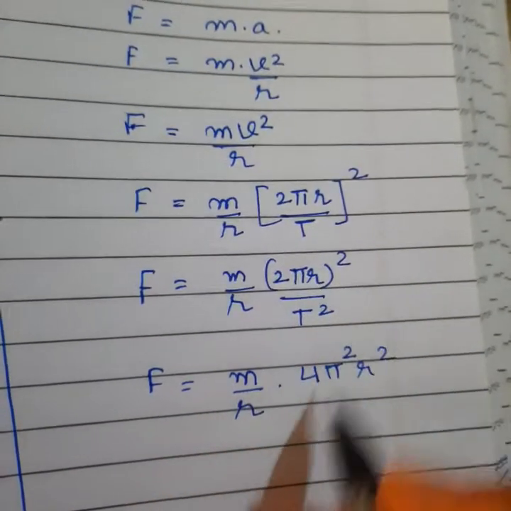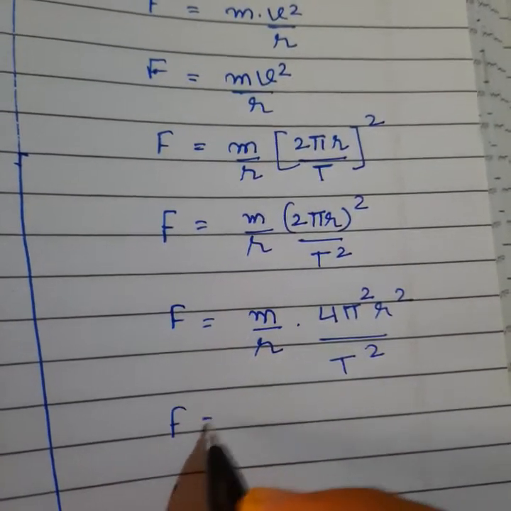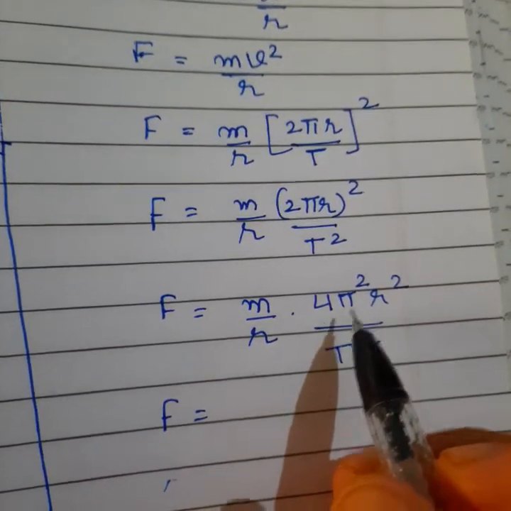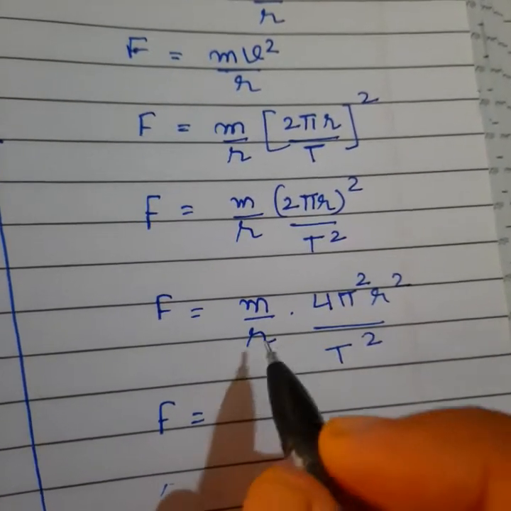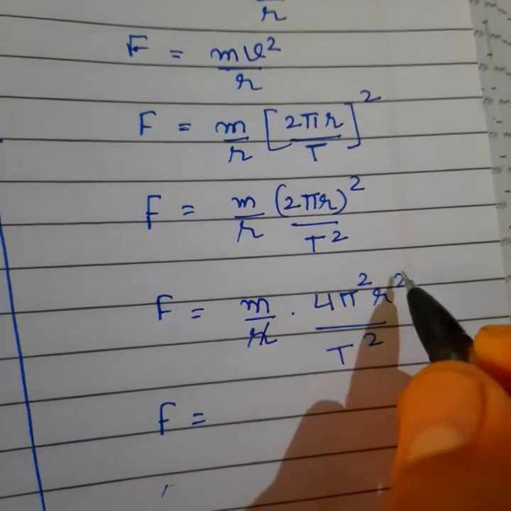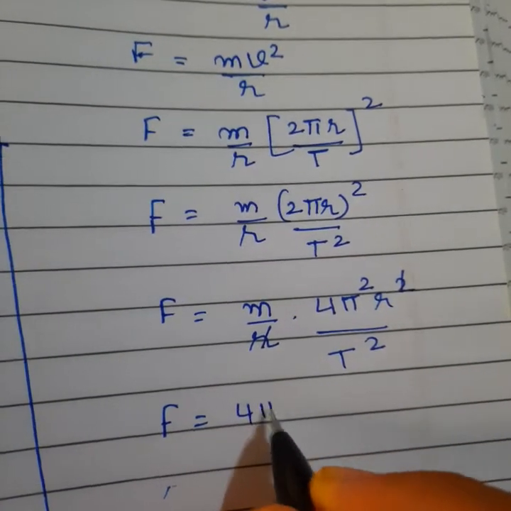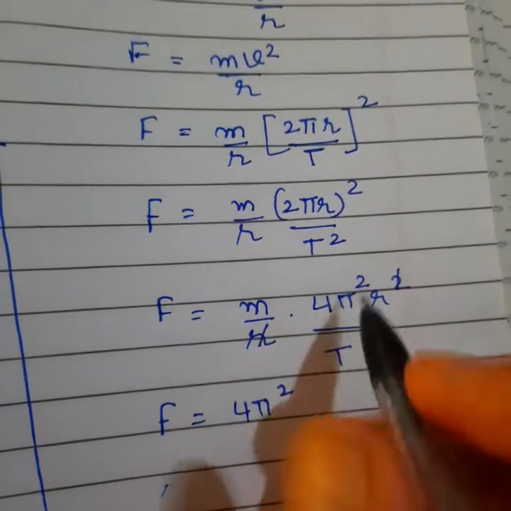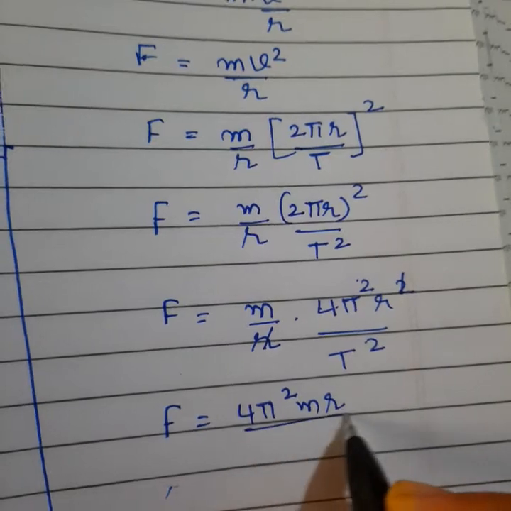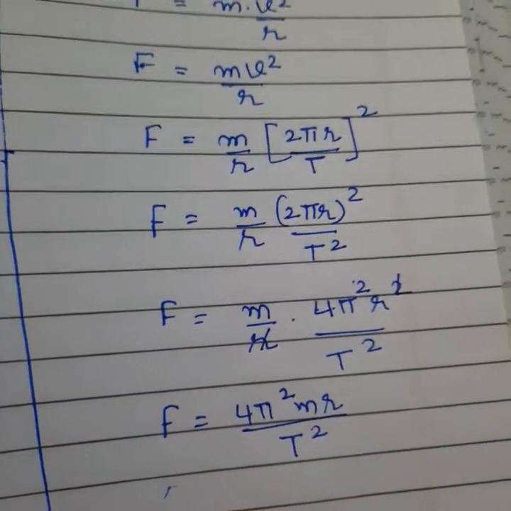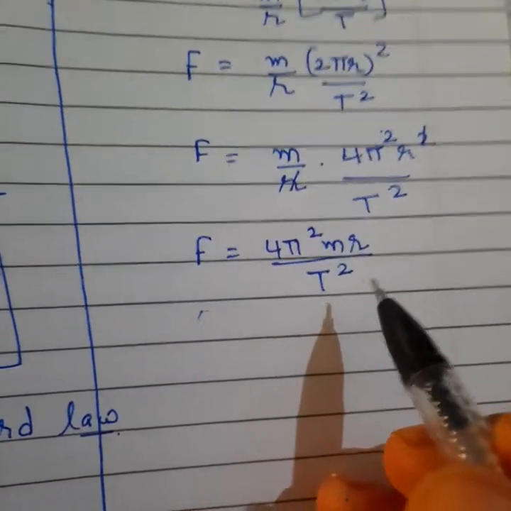After opening this, t square, then we will get F is equal to what? Tell me student. One r cancels out. Say yes or no. Then we will get 4 pi square m r divided by t square. Okay? Now you know the value of t square by Kepler's third law.